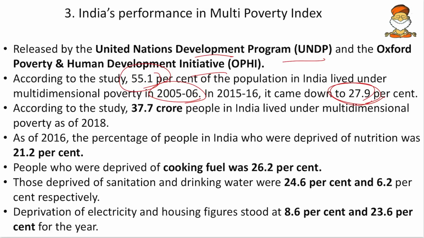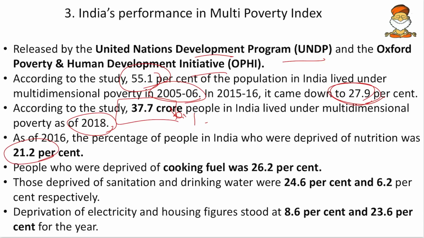Then according to the study, 37.7 crore people in India live under multidimensional poverty as of 2018. So this is the number, not a percentage. So don't confuse that. Then as of 2016, the percentage of people in India who were deprived of nutrition was 21%.